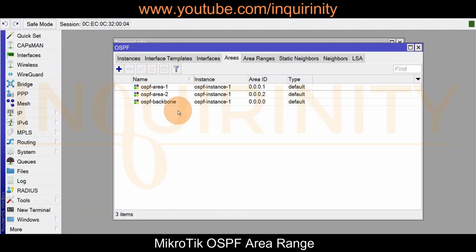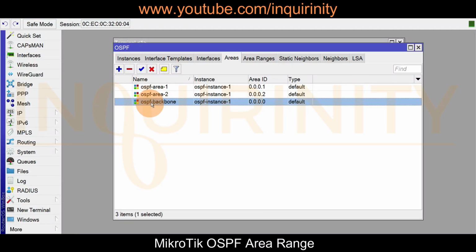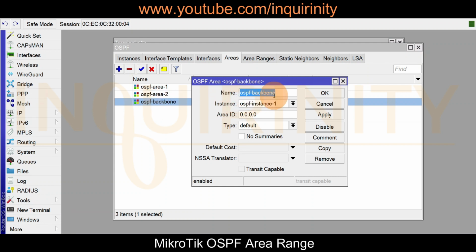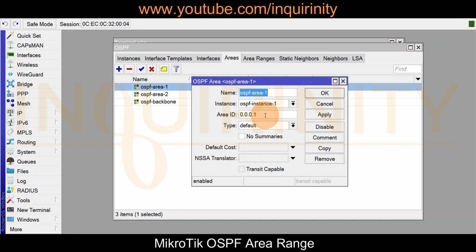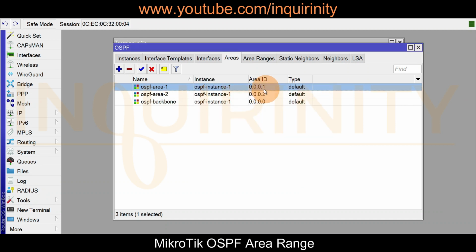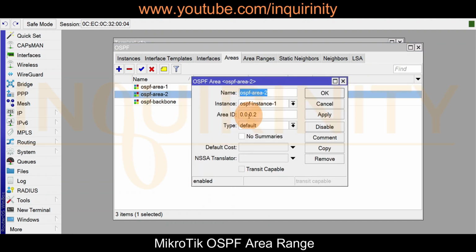So we have 3 areas because HQ is not only connected to the backbone. We have the backbone, OSPF-backbone, and this is the area ID. We have area 1, and this is the area ID. The difference will be that one at the last. And we have area 2, and this will be the area ID.